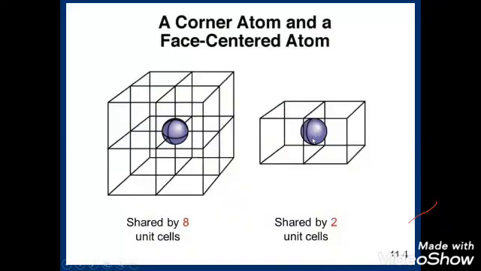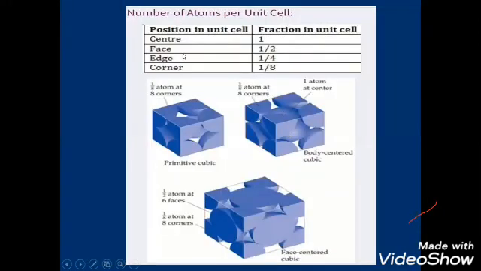So again, I am showing this slide. So this unit is common to this unit cell as well as this unit cell. That means this unit is shared by both unit cells. So per unit cell, the share will be half. So half of this unit will be to this unit cell and half of this unit will be towards the other unit cell. So any unit at the face, its contribution will be half.